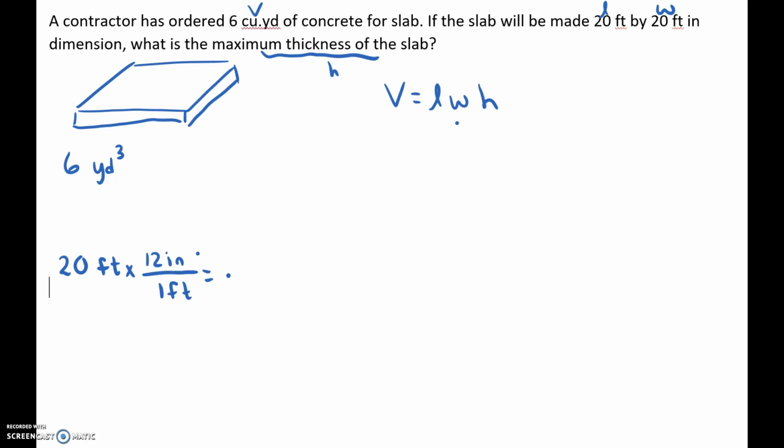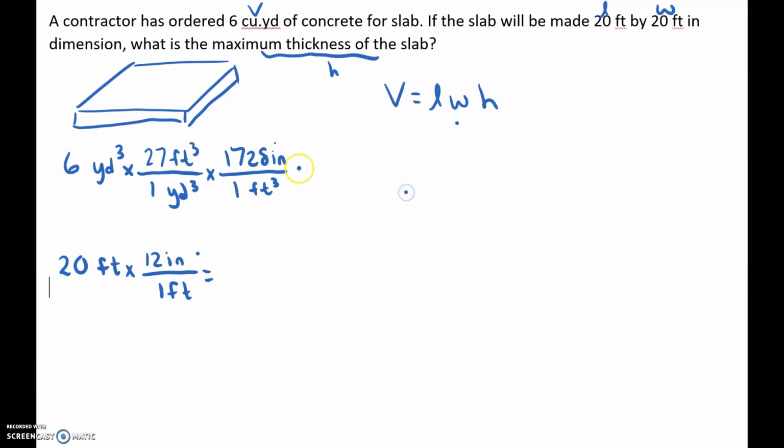Converting the 20 feet to inches is a method that we're very comfortable with. Converting the cubic yards to cubic inches isn't much more difficult. However, we do have to combine our cubic conversion factors. Remember, to convert from cubic yards to cubic feet, we use the fact that 1 cubic yard is equal to 27 cubic feet. And then to convert from cubic feet to cubic inches, we use the fact that 1 cubic foot is 1,728 cubic inches.